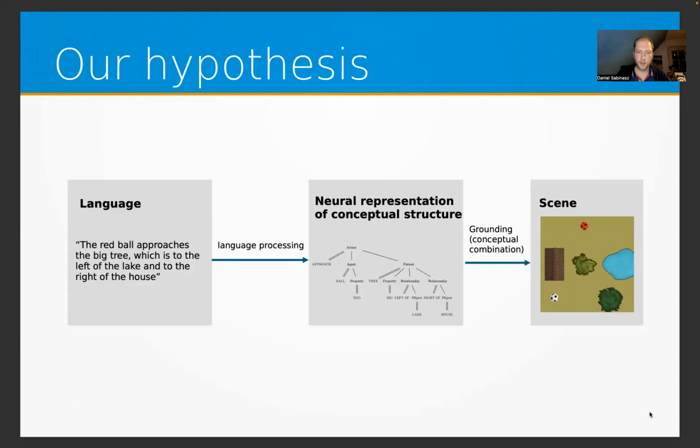So the high-level hypothesis then is this. This is not precisely how Jackendoff himself frames it, but this is sort of a synthesis of our view and Jackendoff's view. Our idea is that when we hear a natural language utterance, the language processing system of the brain transforms that utterance into a neural representation of the conceptual structure. And then the grounding processes, which associate the concepts with their perceptual meanings, and also with objects in the scene to establish reference, make use of the conceptual structure. In doing so, they have to combine the various concepts in the way that is mediated by this neural representation of conceptual structure.